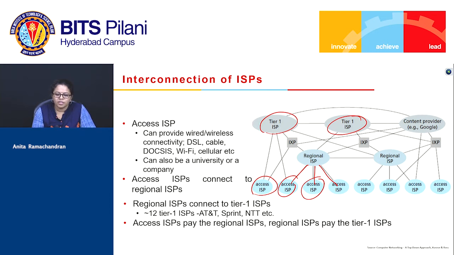In terms of who pays who, nothing comes free. Access ISPs pay the regional ISP for providing the backhaul connection between these access ISPs, and regional ISPs in turn pay the Tier 1 ISPs for enabling the larger internet. So if the access ISPs were not there, the network would still be there, but it would be limited to whatever is reachable by the access ISPs. The larger interconnection of ISPs is made possible by regional ISPs, and at a yet higher level, by Tier 1 ISPs.